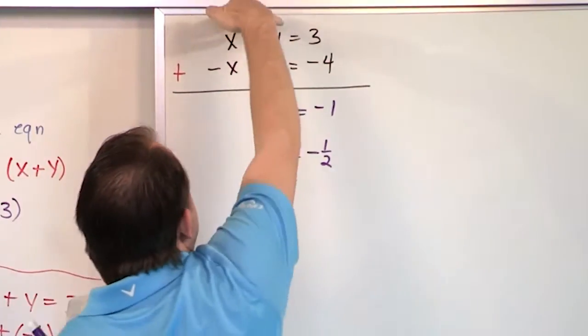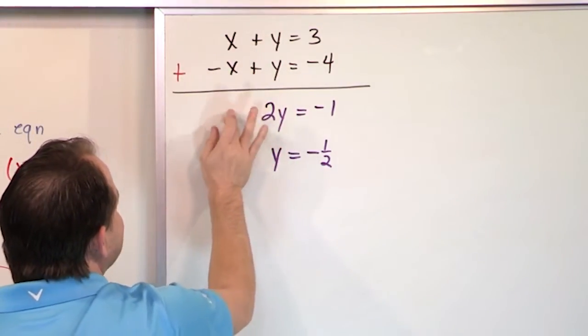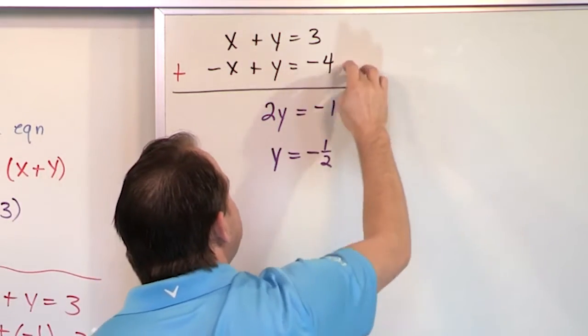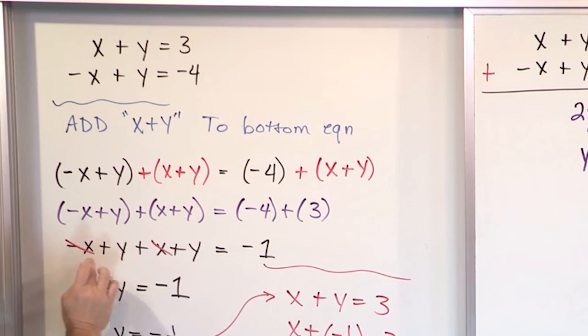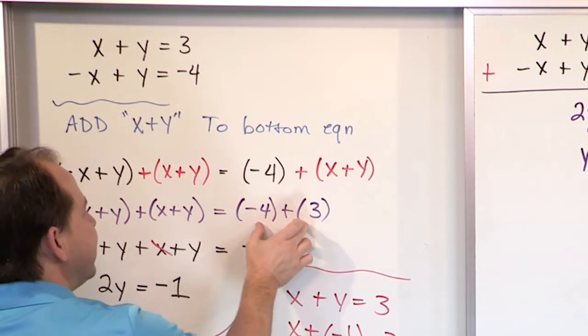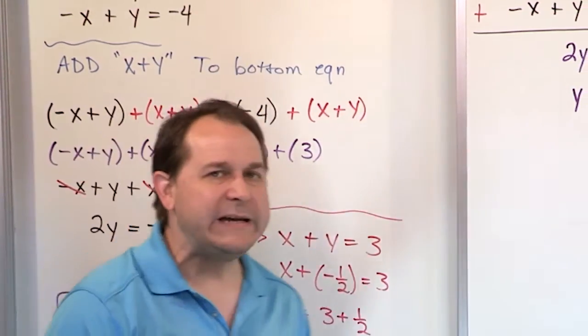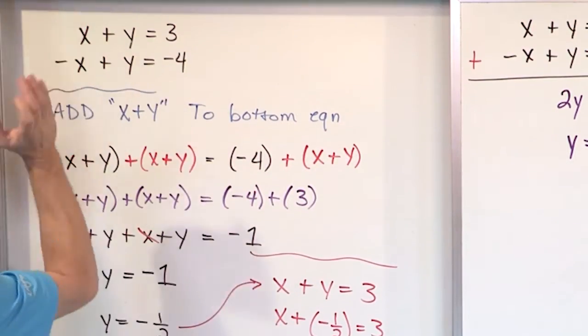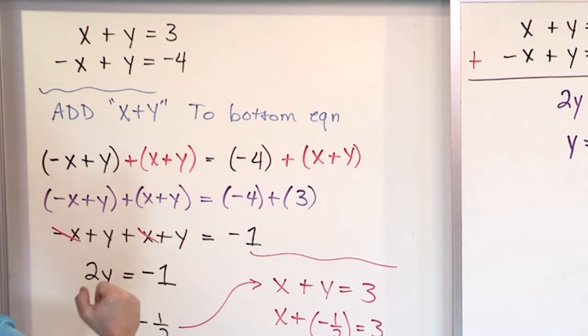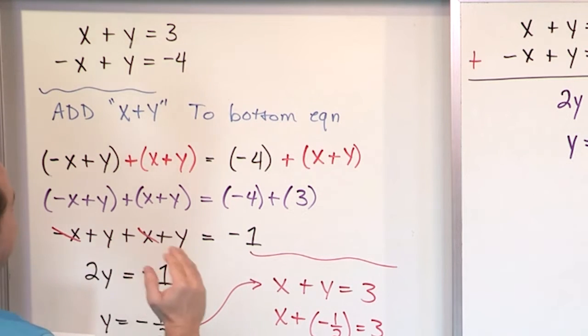Just like over here, I'm adding vertically on the left-hand side, canceling out the x's. On the right-hand side, I'm adding vertically here. So I'm adding all of this stuff on the left-hand side, I'm canceling the x's, and on the right-hand side, I'm adding up the numbers. But the reason why you can do that is because really what you're doing is adding the same thing to both sides. That's why it's okay to do. You're adding the same thing to both sides.